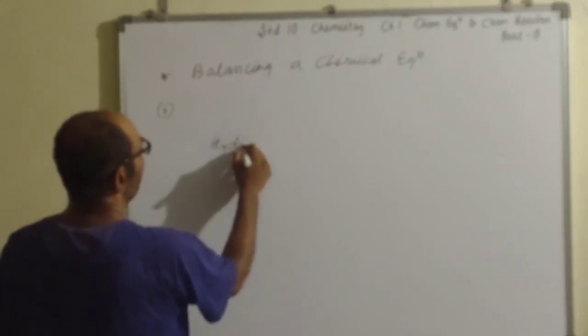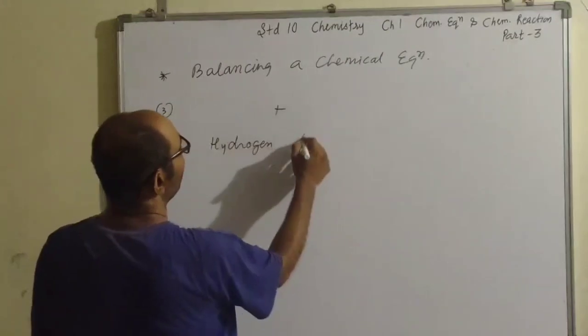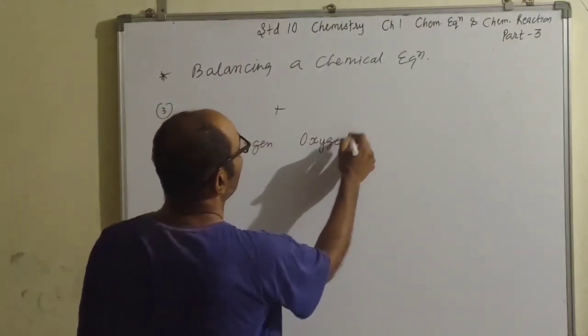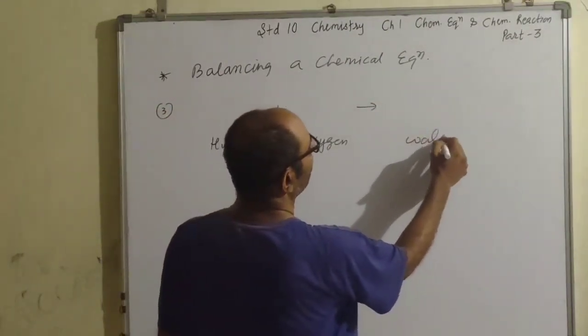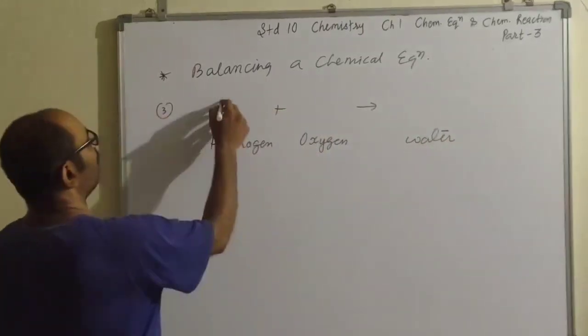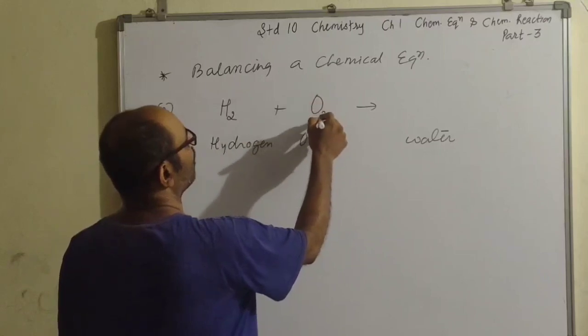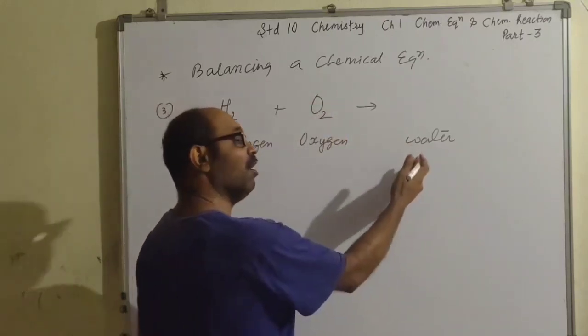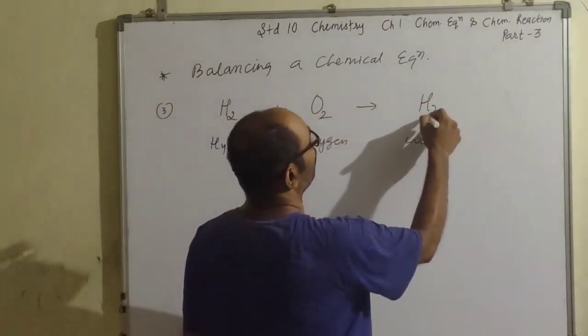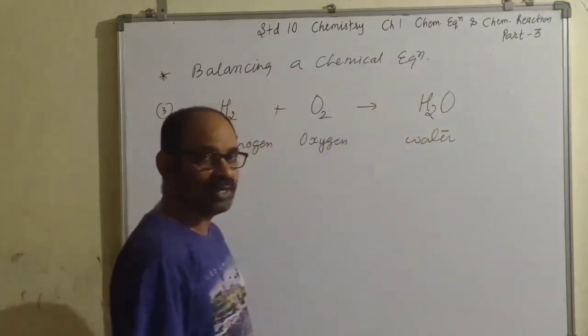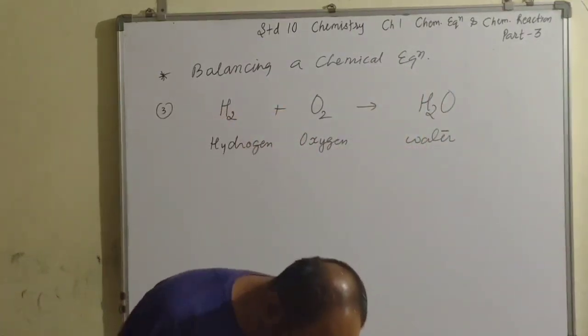Hydrogen combines with oxygen to give water. Now you know the symbol of hydrogen is H, but the formula is H2. Symbol of oxygen is O, but the formula is O2. Water, you know the formula, very popular formula, H2O, correct? Now you have to balance.